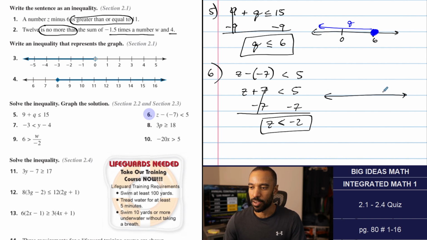So on this number line, if I sketch a 0 here, negative 2 is already left of 0 in and of itself, and we have to go less than negative 2. So we're going to go to the further larger negatives.